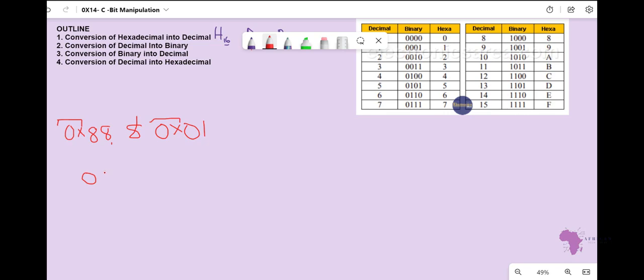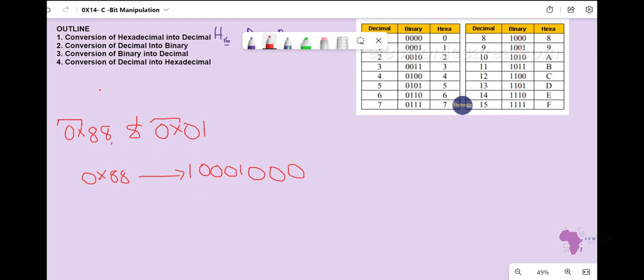You can calculate by yourself, but when you calculate, you will arrive at the answer of 0x88, which is equivalent to 1 0 0 0 1 0 0 0 as its binary number. So this will be the binary number of this one. If you calculate, remember how to calculate?